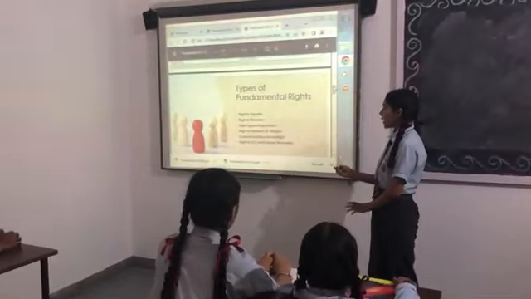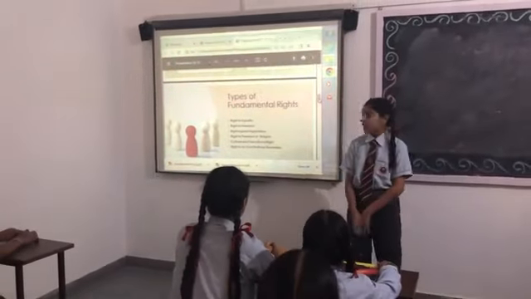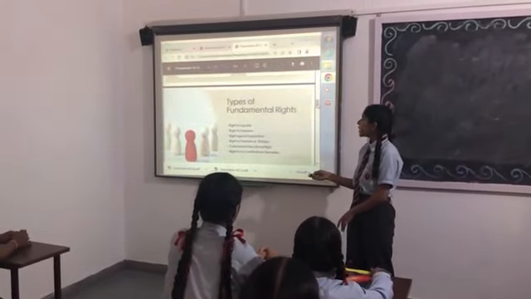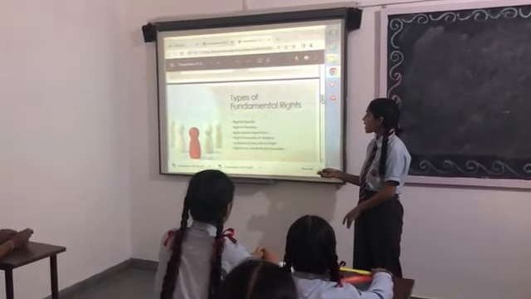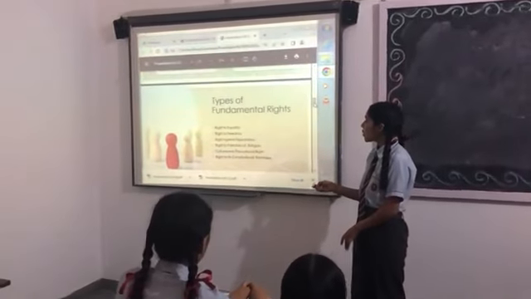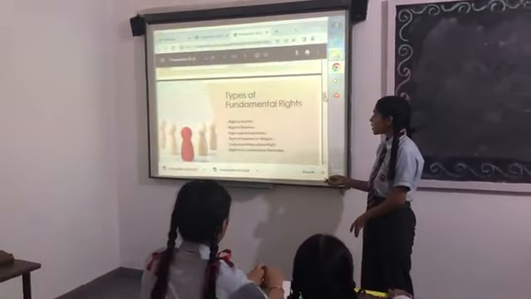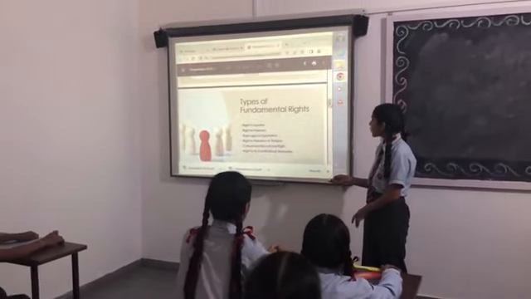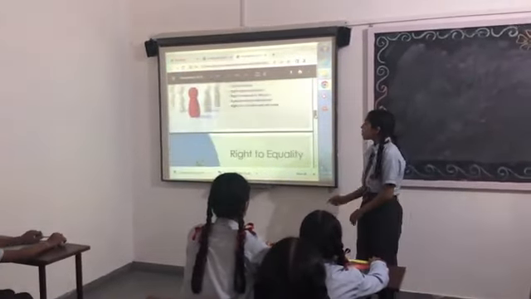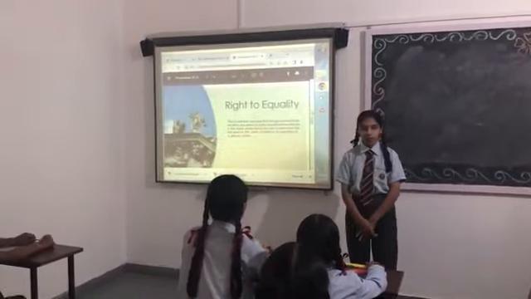Types of fundamental rights. There are 6 types of fundamental rights: right to equality, right to freedom, right against exploitation, right to freedom of religion, cultural and educational right, and right to constitutional remedy.